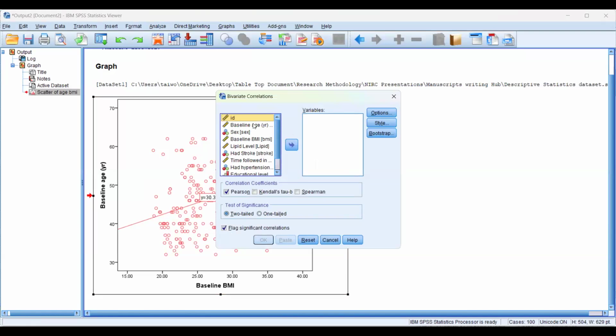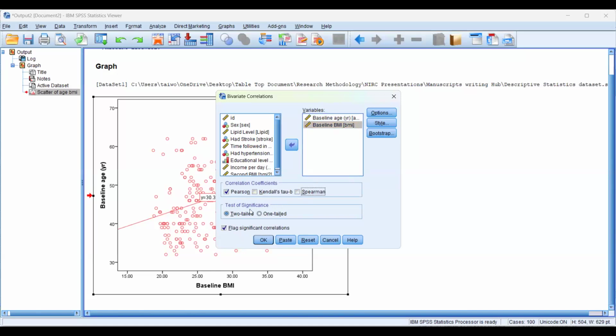Yeah, so I just go to age, like before. I move it to my variables. I go to BMI like before. I move it to my variables, and if you look down here, there are options of the kind of correlation you can do. We have the Pearson correlation, and this one is chosen by default, and I'm sticking with that because my variables are quantitative and continuous. If both of them are ordinal, you have to come and tick Spearman, but because they are continuous, I'm sticking with Pearson.